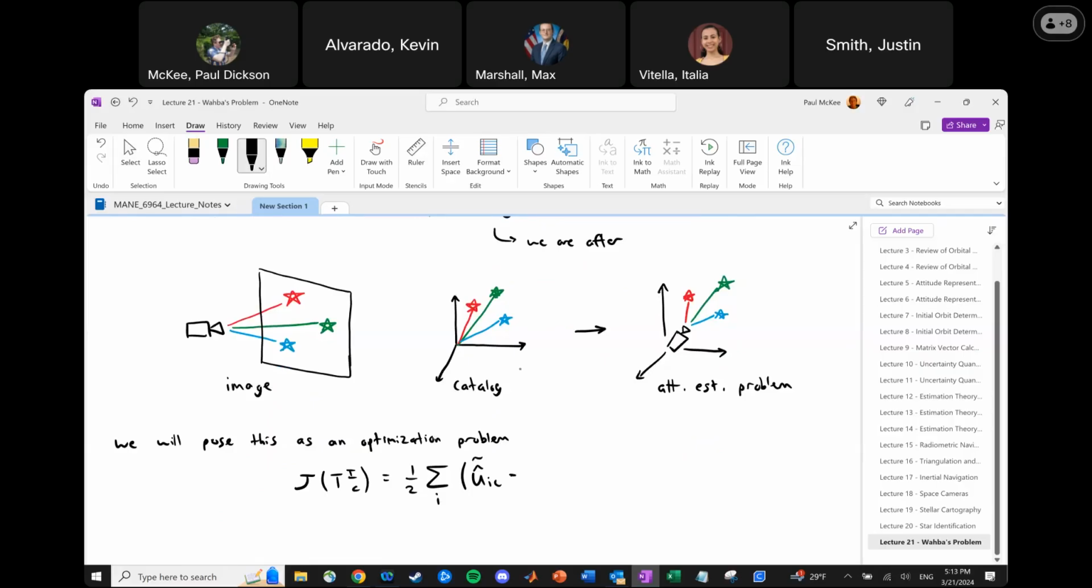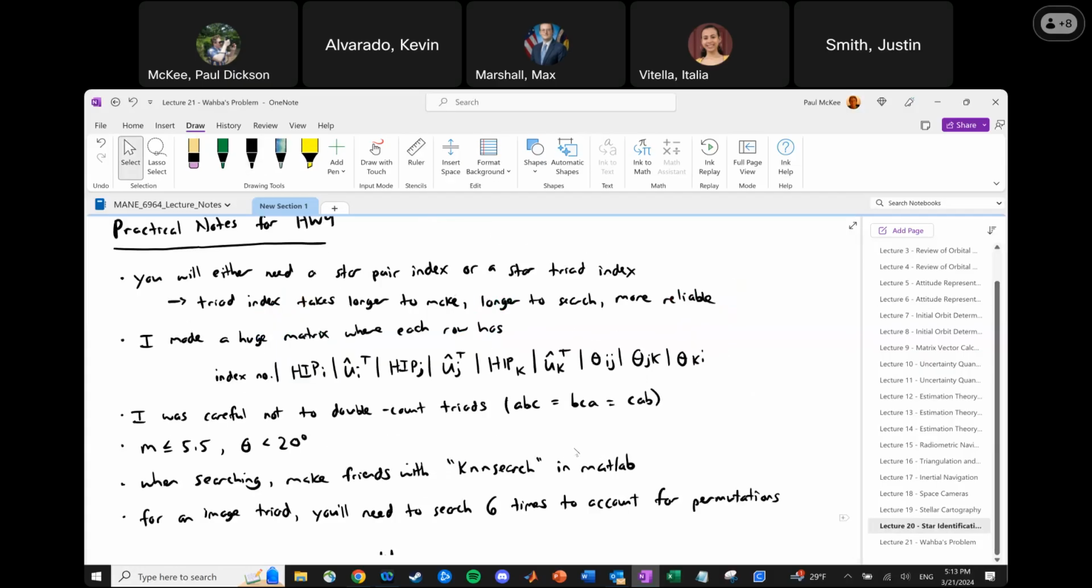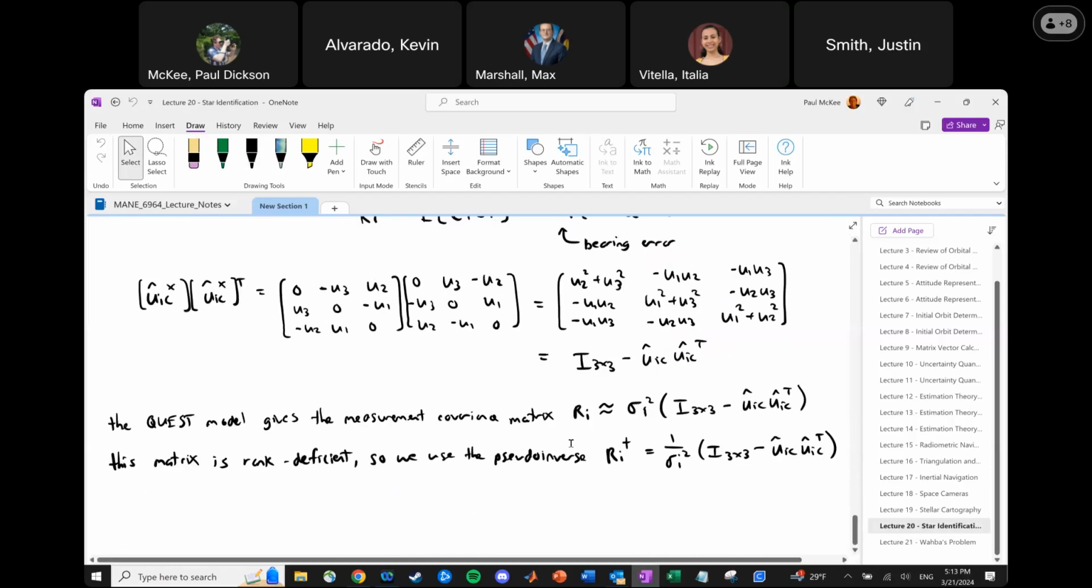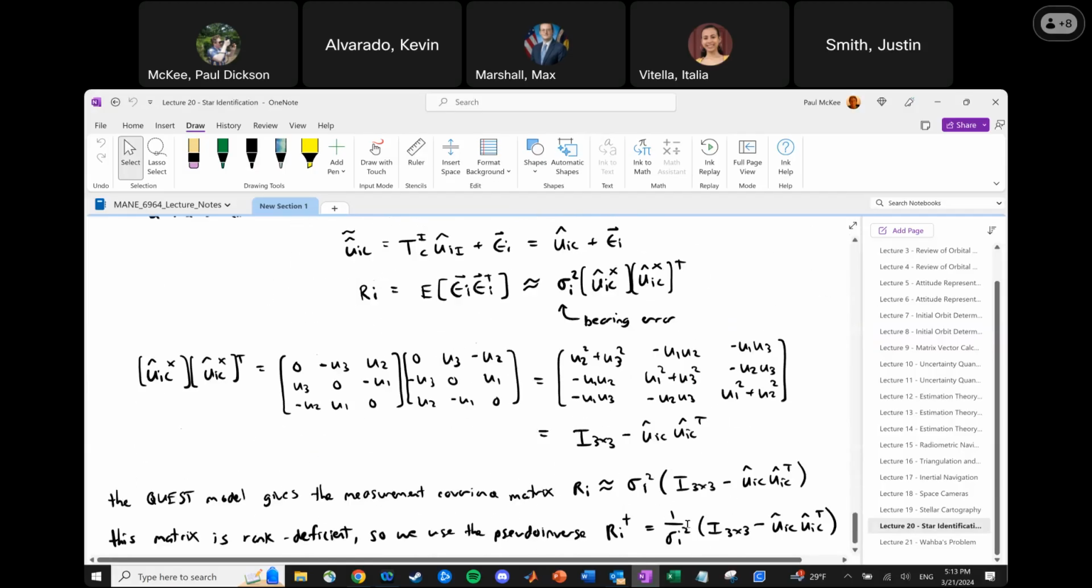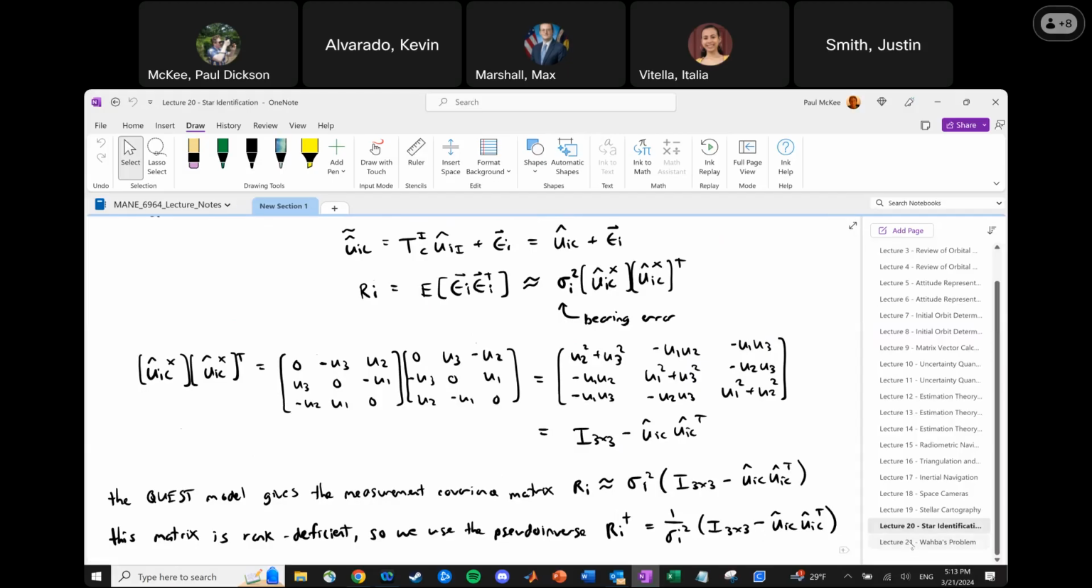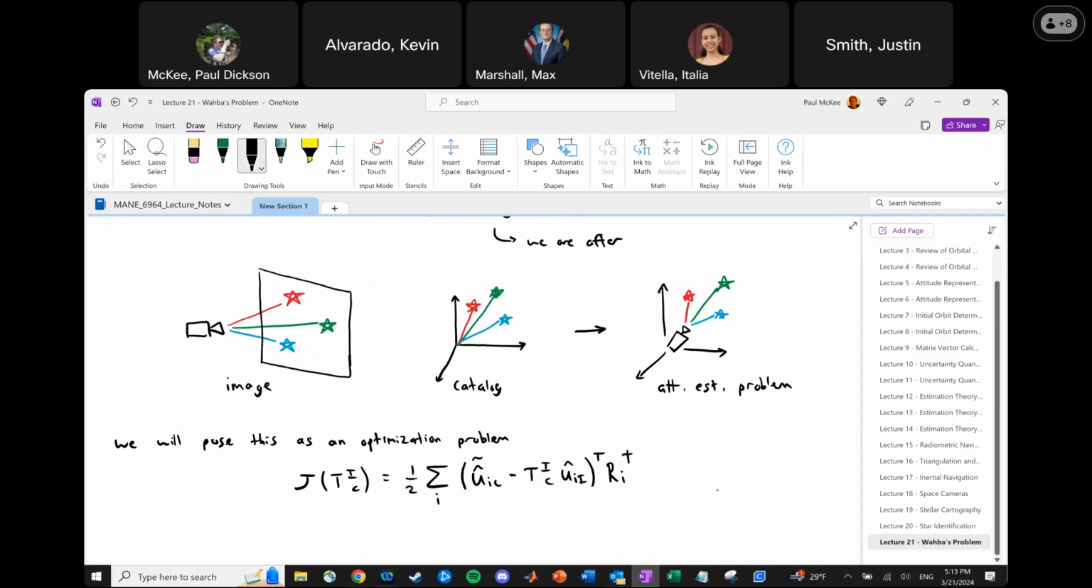So it's going to be UIC minus TIC UII, and it's going to be this transpose, and we're going to weight this with the pseudo inverse of the measurement covariance matrix, which we defined at the end of last lecture. So remember, at the end of lecture 20, we talked about this pseudo inverse of the measurement covariance matrix, which we get using the Quest model. So it looks exactly like this, and we're going to use this in a minute. So we're setting this up as a kind of weighted, basically a maximum likelihood estimation problem at this point because it's a least squares problem.